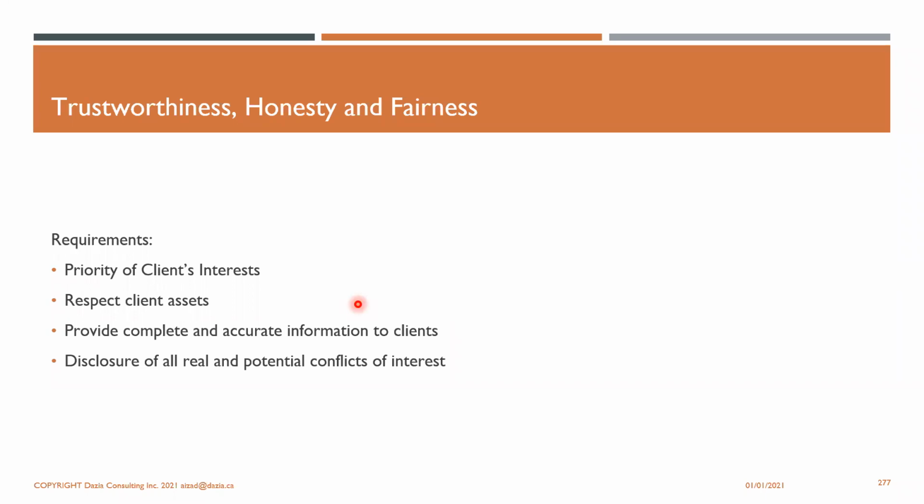Priority of client's interest: you do what is good for the client. You don't give them advice for which you're going to get more commission or more benefit. You respect the client's assets, their money. You treat it as if it's your own, and you complete all the information related to the client accurately and properly. And you disclose any conflict of interest. If you are going to get a special benefit from their investments or from recommendations, you need to disclose that to the clients.